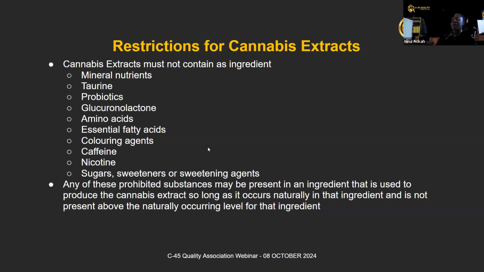So if we pick the caffeine, and there's research that says that there should not be more than 10 milligrams of caffeine in 10 grams of coffee beans, we shouldn't expect the coffee beans to have 100 milligrams of caffeine in the 10 grams of coffee beans. It should be naturally occurring and should not be more than what the normal levels are for that ingredient.